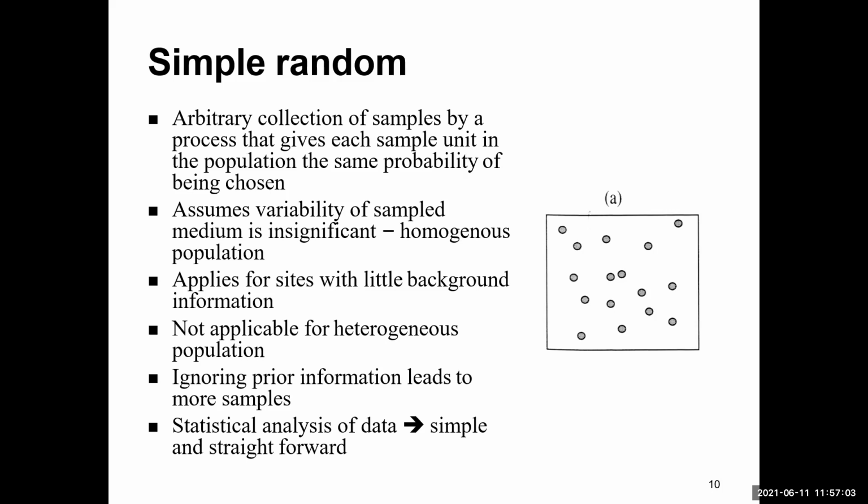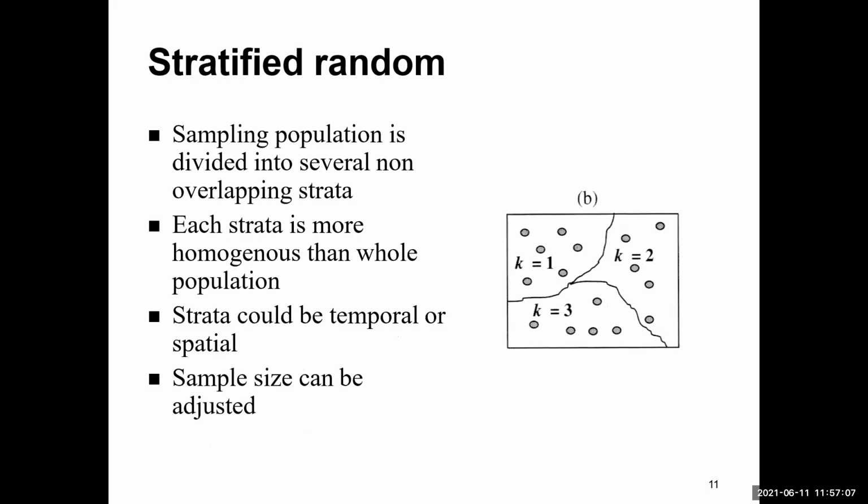Data analysis, sampling, straightforward. Now stratified random sampling: the population is divided into several non-overlapping strata. This is shown in the figure. In the figure, the sampling population is divided into several parts that do not overlap each other.